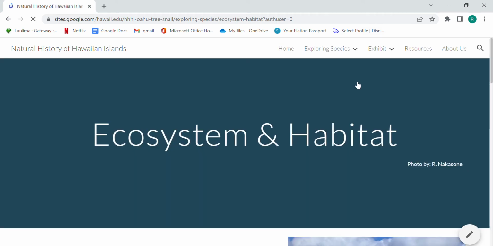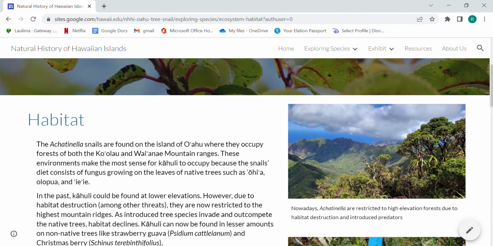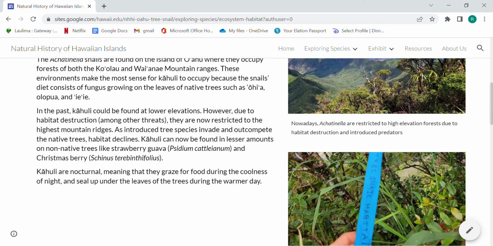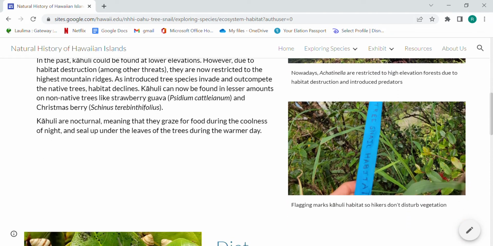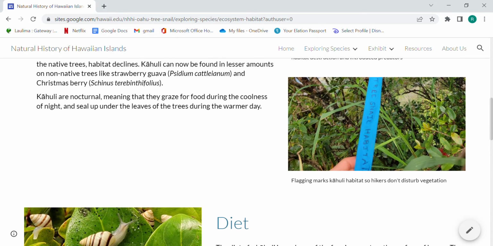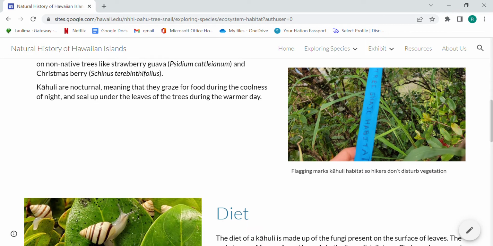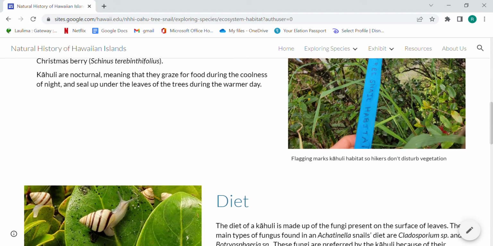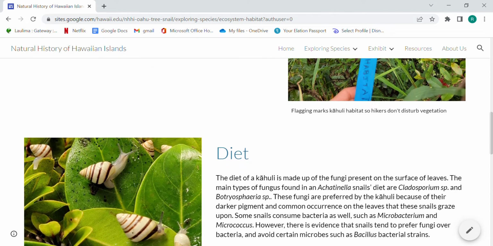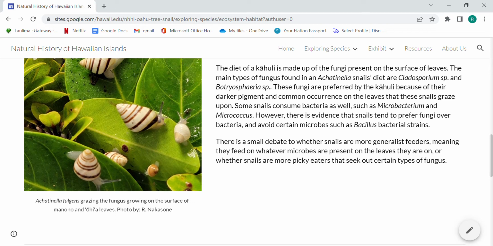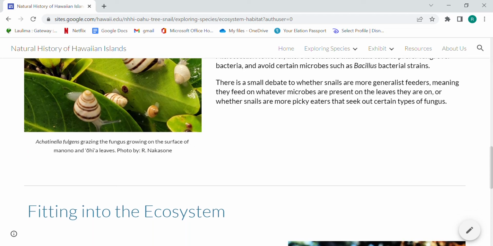Next, we go into the habitat of Kāhuli, where we talk about how now they're restricted to the highest peaks of the Ko'olau and Waianae mountain ranges, and how they're found on native plants such as ohia and ie, and then now, due to habitat destruction, some non-native species. We also talk about the Kāhuli diet, which comprises fungi and molds that live on the surface of leaves out in the forest.